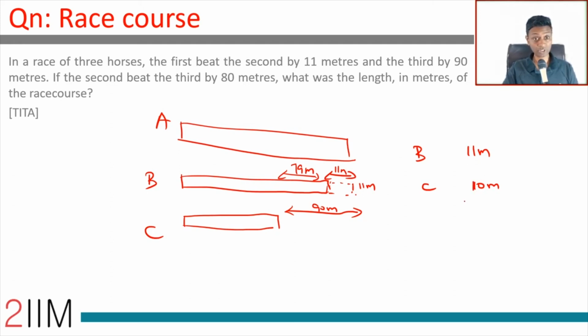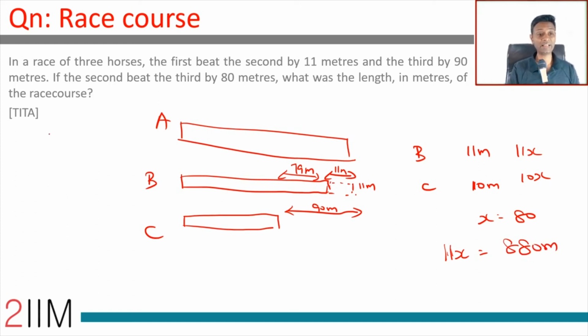That much we know. The second beat the third by 80 meters. The ratio is 11x is to 10x. x is 80, or 11x should be 880 meters. So it's a race of 880 meters. Just classic ratios, nothing but A, B, C.